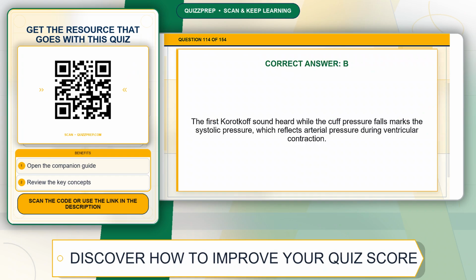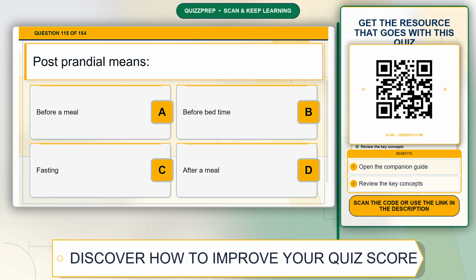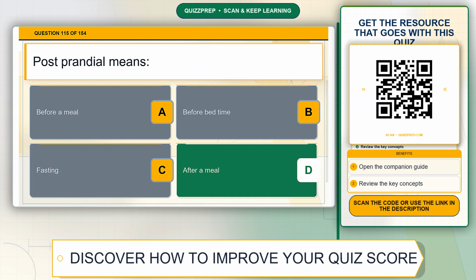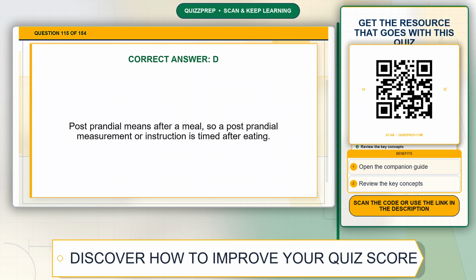Explanation. The first Korotkoff sound heard while the cuff pressure falls marks the systolic pressure, which reflects arterial pressure during ventricular contraction. Question 115. Postprandial means: Option A, before a meal. Option B, before bedtime. Option C, fasting. Option D, after a meal. The correct answer is option D, after a meal. Explanation. Postprandial means after a meal, so a postprandial measurement or instruction is timed after eating.